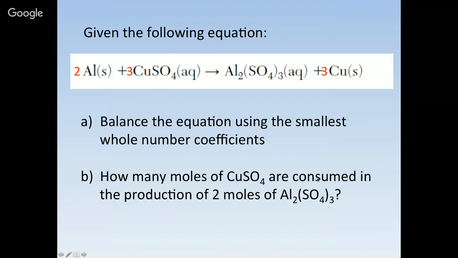Okay, the next part is a little trickier. It says how many moles of CuSO4 are consumed in the production of 2 moles of Al2(SO4)3. So take a moment to answer that one, and then I'll go through how I would answer it.